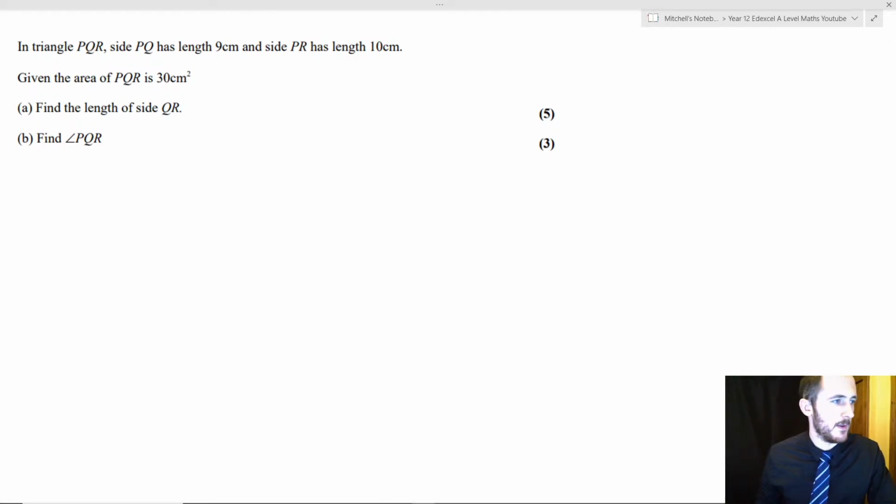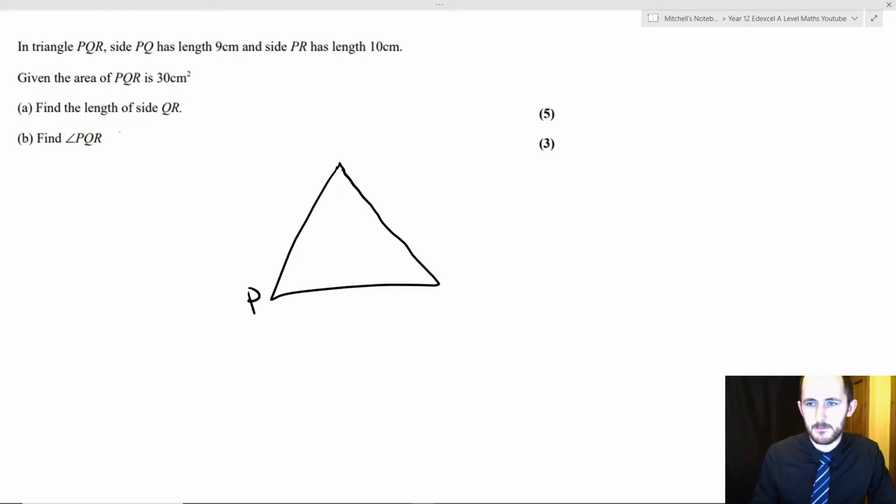Cool. Anyways, let's do the next question. Triangle PQR, so let's draw it and call it P, Q, R. PQ has length 9, PR has length 10, and the overall area is 30 centimeters squared. Okay.